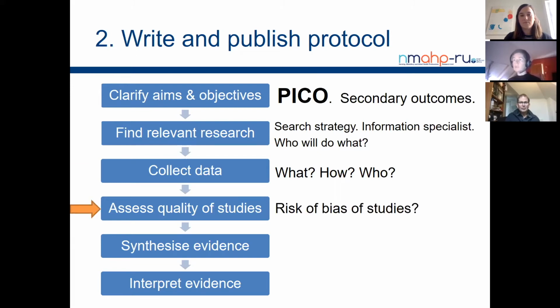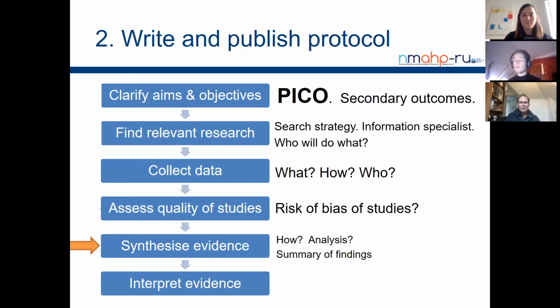Very important to say how you're going to assess the quality of the studies. And there are lots of tools available for quality assessment or quality appraisal. If you're doing a systematic review of randomized controlled trials, then you might want to think about using the Cochrane risk of bias tool.